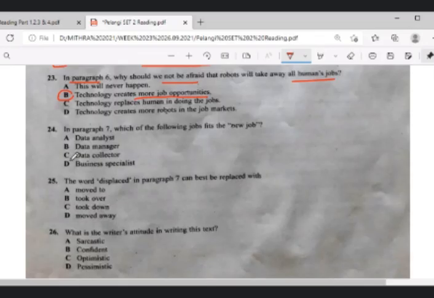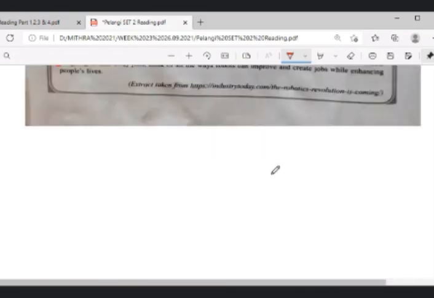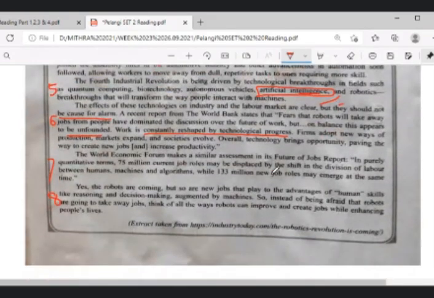Okay, now let's look at 24. In paragraph 7, which of the following jobs fits the new job? So you have to analyze. It's quite tricky. 24 is quite tricky. Okay, let's go to paragraph 7.